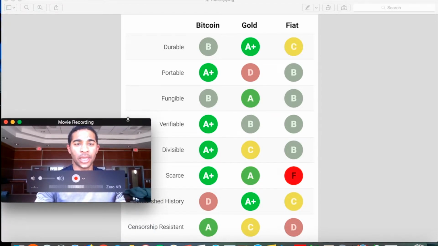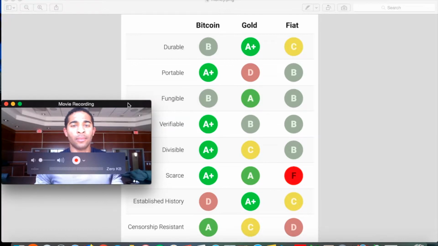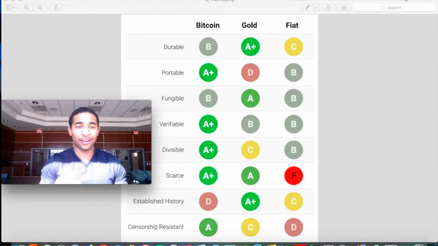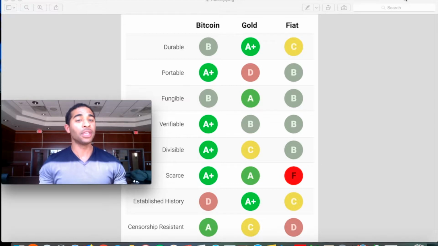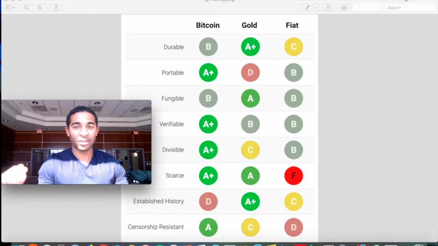Divisibility. This one again, Bitcoin beats out all the other options. Bitcoin is divisible to the 100 millionth of a Satoshi, and this divisibility also allows you to transfer very, very small units of value, right? People are using the Lightning Network today, which is a second layer solution on top of Bitcoin, and they're sending fractions of a penny in value over the internet at essentially no cost, right? So it's extraordinarily divisible, and it's more divisible than gold.